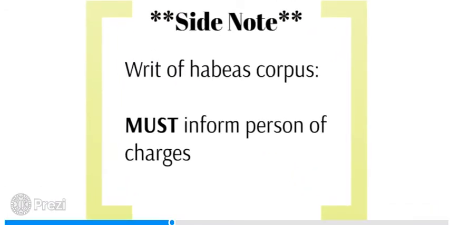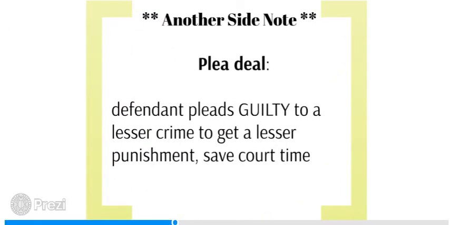So a side note from last time. A writ of habeas corpus means that you must inform the person of the charges. This side note you will find on the left-hand side of your margin on your note sheet. And another side note, there's a whole bunch of side notes we've got to talk about here because this will come into play later on when we work through our own mock trial.